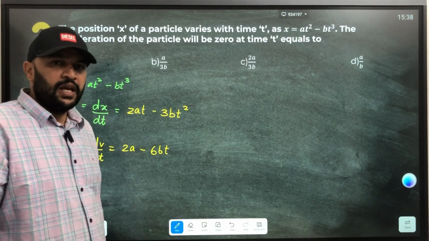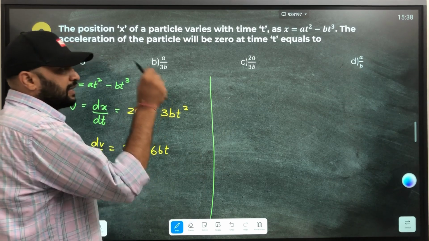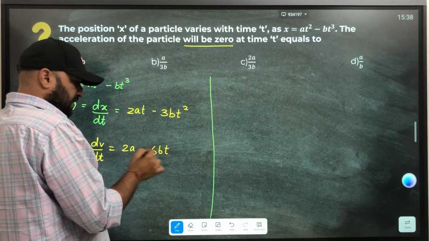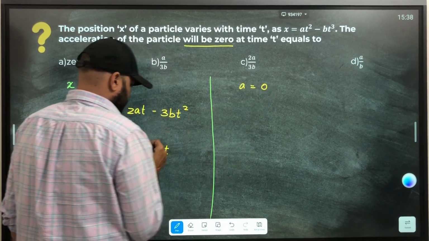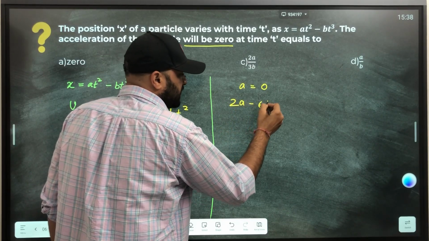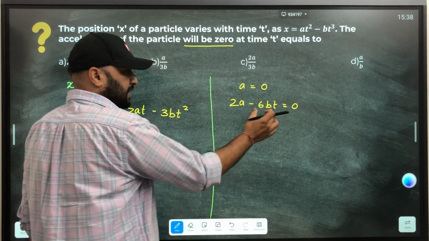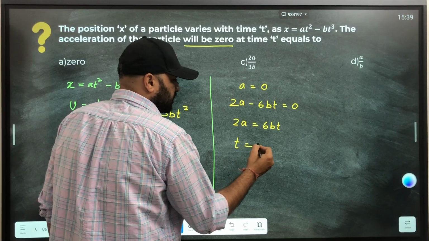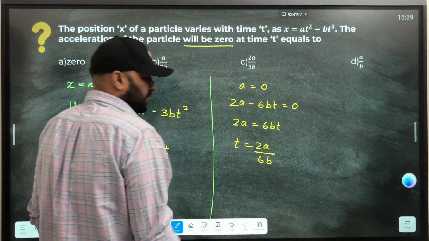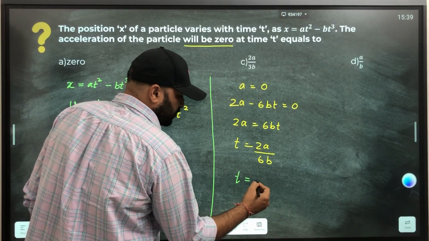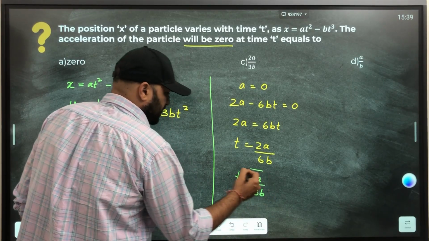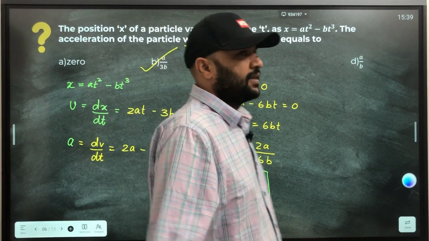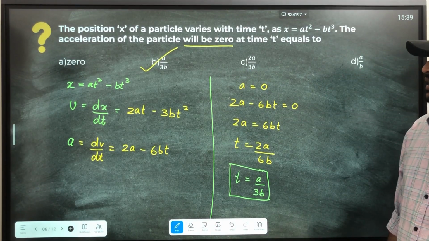So, acceleration is this. If this is the acceleration and the question is saying you have to find the time when the acceleration will be 0, let's put this as 0. So putting a as 0, it will be 2a minus 6bt equals 0. Taking the 6bt to the other side, 2a will be equal to 6bt, right? So t will be equal to 2a upon 6b. I hope this is clear. Let's cancel this out and t will be equal to how much? a upon 3b. So the time taken here is nothing but a upon 3b, which is option B. I hope this is clear and all of you understood. Great. Let's see the next one.